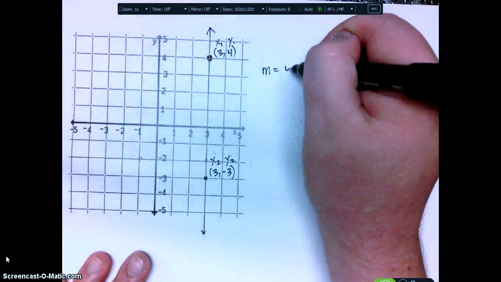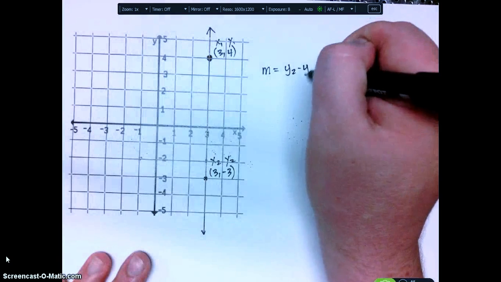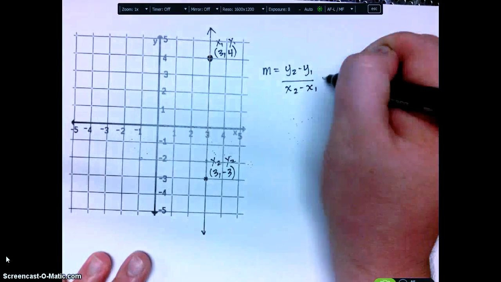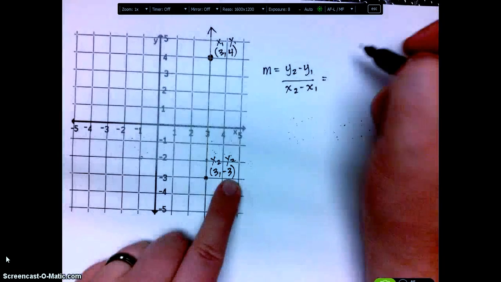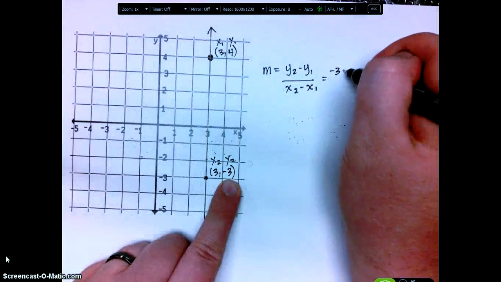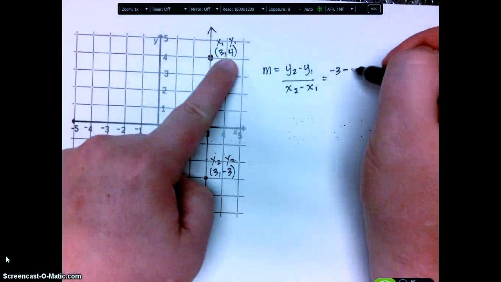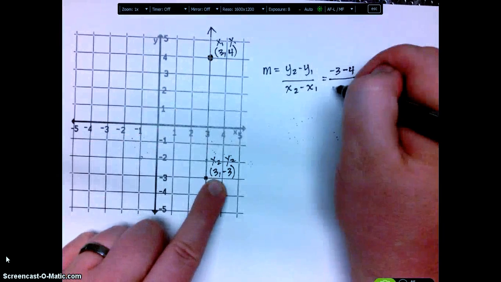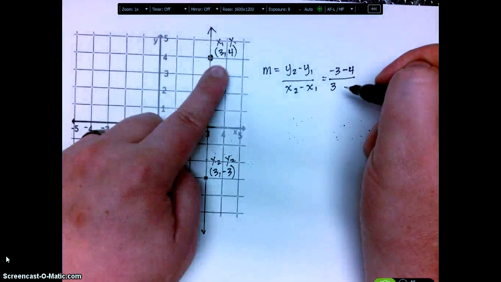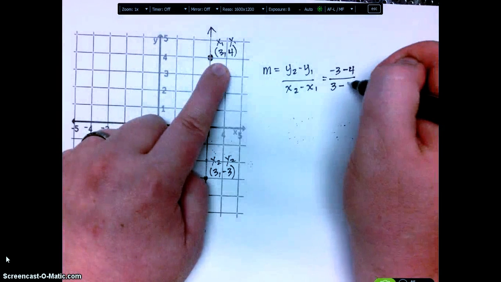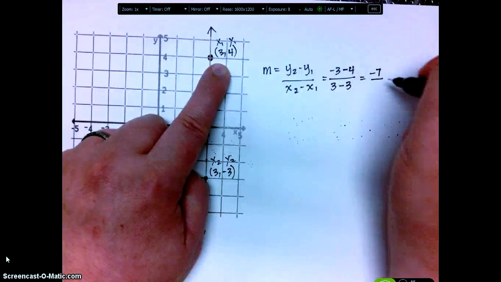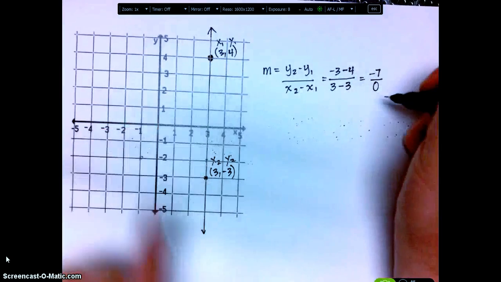I'm going to use the same formula, y2 minus y1 divided by x2 minus x1. I'm going to plug them in. My y2 is -3, and I'm going to subtract 4. My x2 is +3, and my x1 is also 3. On the top, I'm going to get -7, but the bottom, I'm going to get 0.